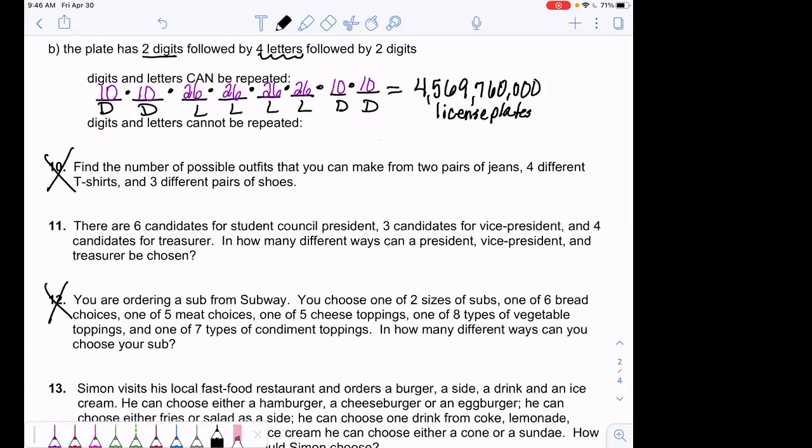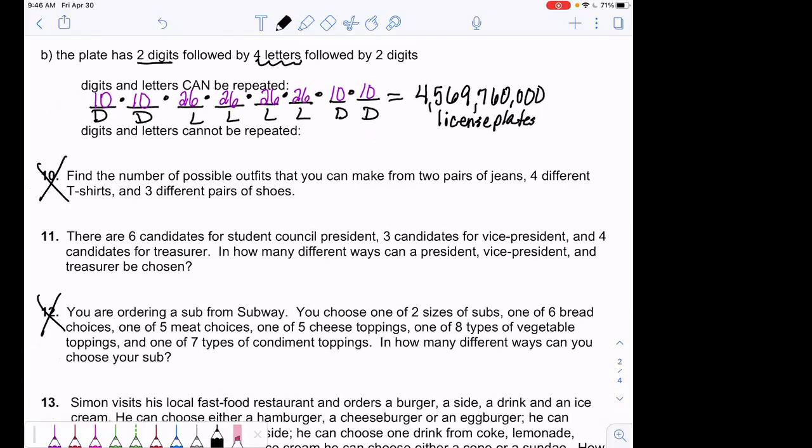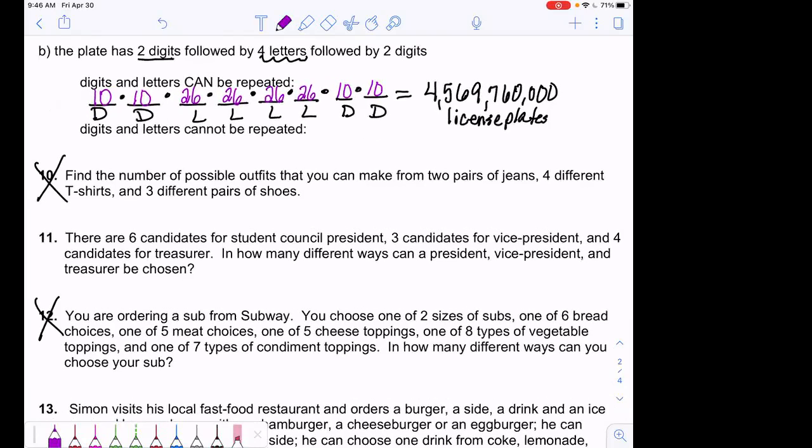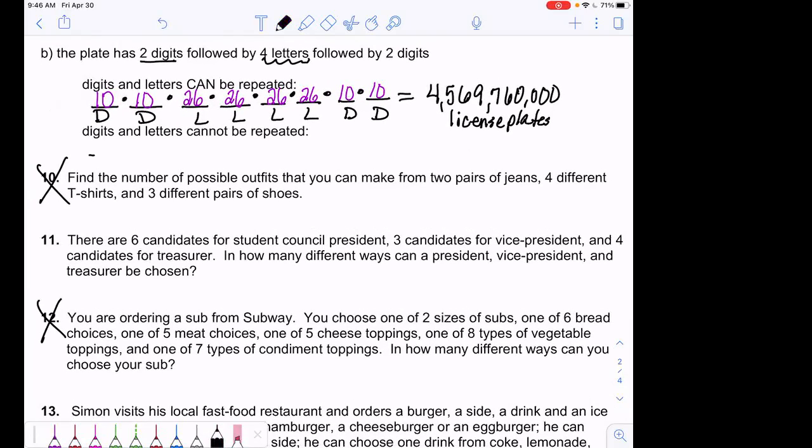And then the second option says, what happens if you can't repeat the digits and numbers? So I still have the same pattern. I should have copied it before I started writing on it. I guess I could erase, but that's all right. So digit, digit, letter, letter, letter, letter, digit, digit.